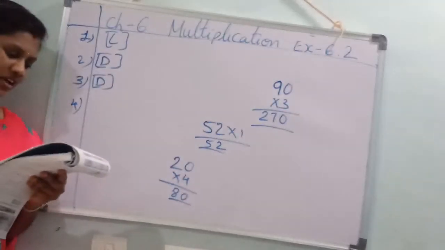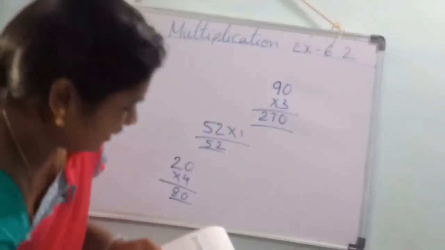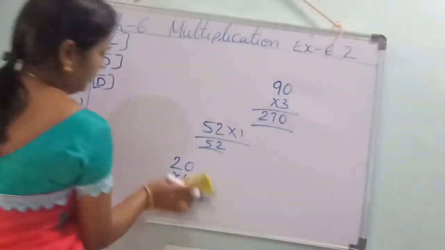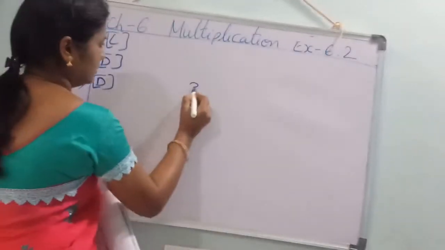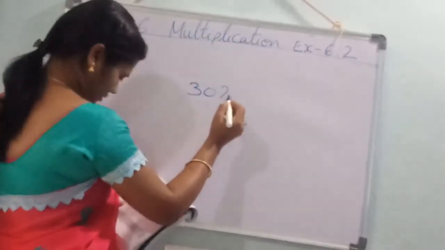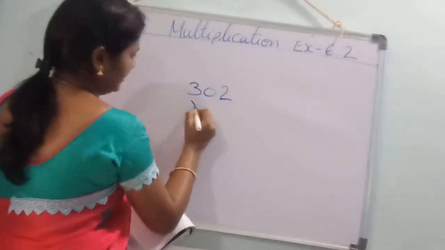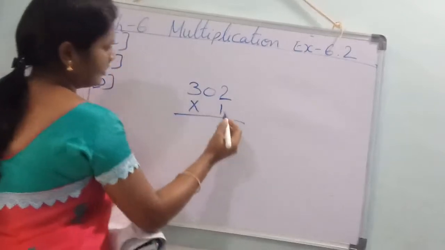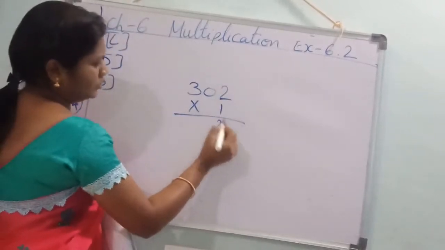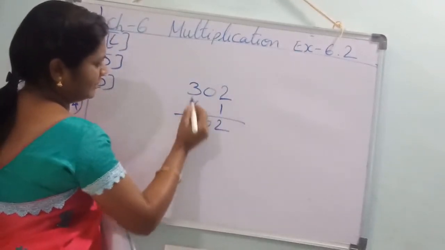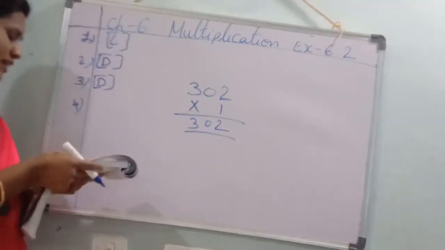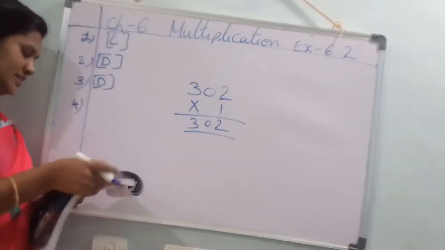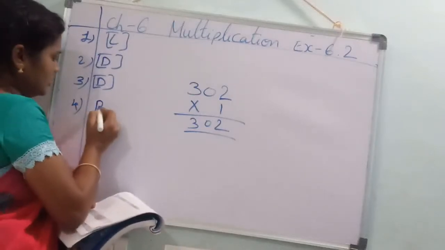The product of 301 and 1. 301 into 1. 1 ones are 1, 1 zeros are 0, 1 threes are 3. 301 only is the answer. Option B.